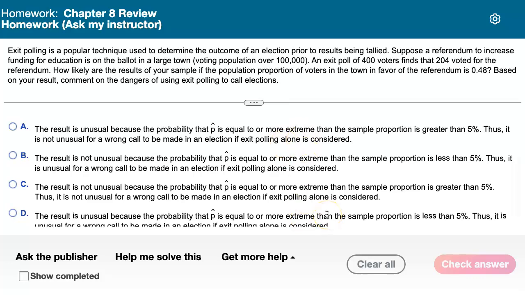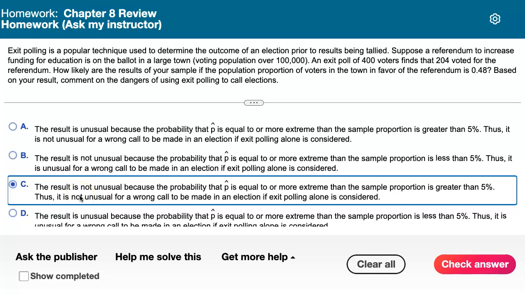Also because probabilities greater than 5% are labeled as not unusual, I want to see that wording somewhere in my answer choice. So it looks like choice C is the best answer choice. The result is not unusual because the probability that P hat is greater than or equal to, or more extreme than, the sample proportion is greater than 5%. Remember, it was about 11 to 12%.